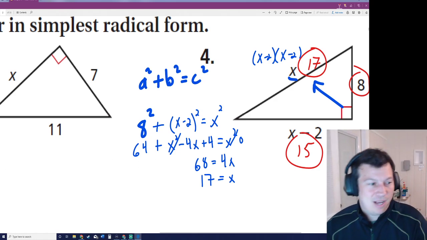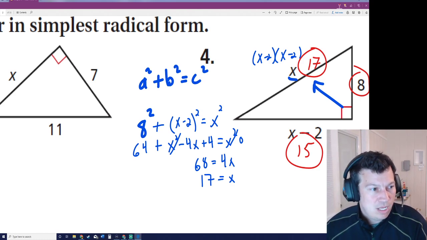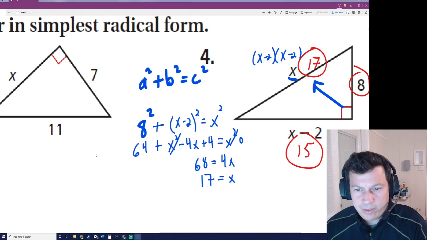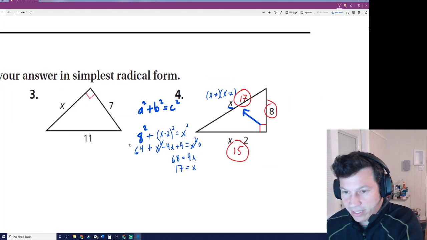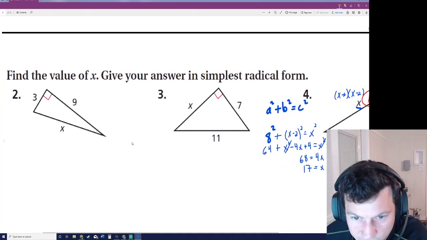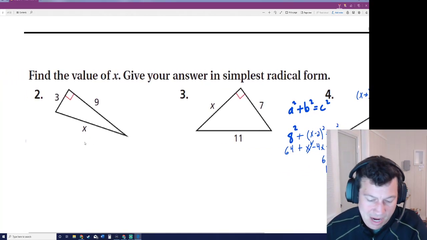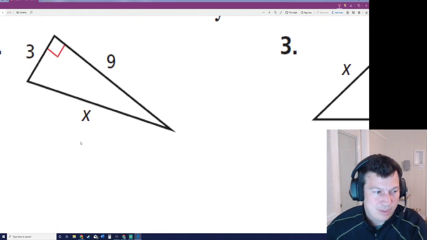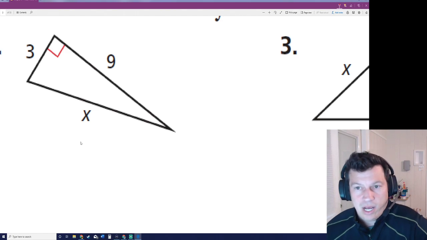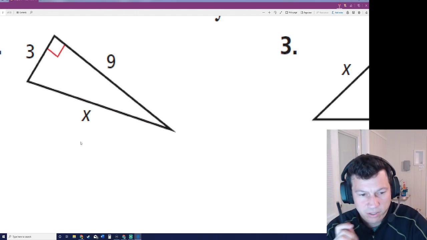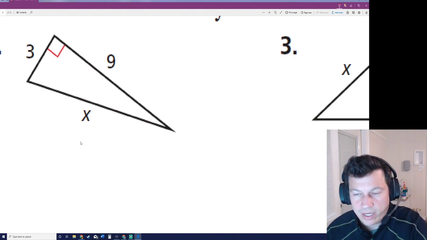All right, so let me take a gander at some more here. Here's a problem that's just straight up Pythagorean theorem, and again, there's a reason why it says answer in simplest radical form. It may not be a triple, it may not be nice numbers, it may be something where we have to simplify radicals. Bring your calculator, make sure you bring your calculator.